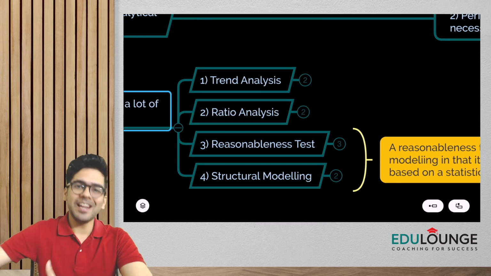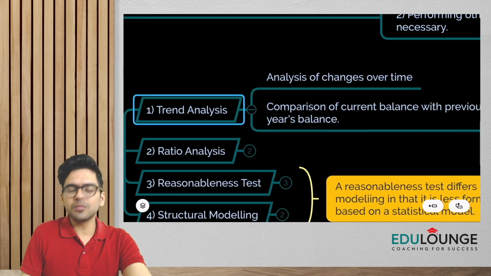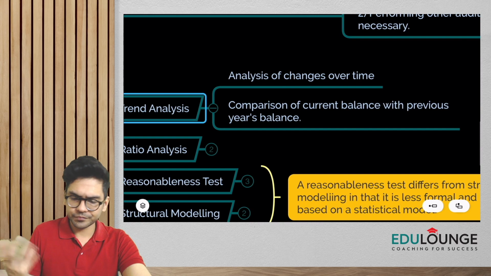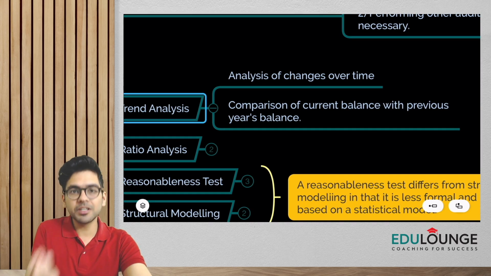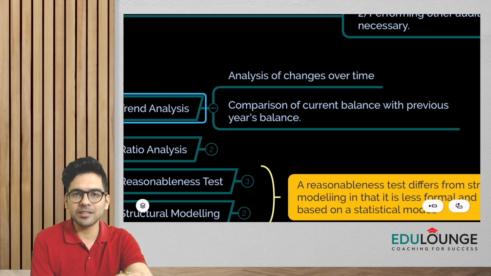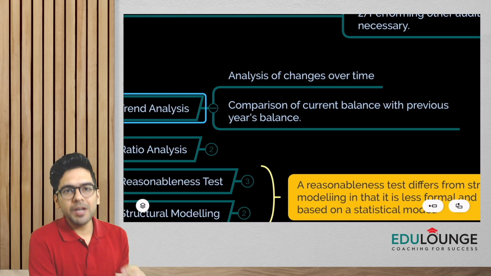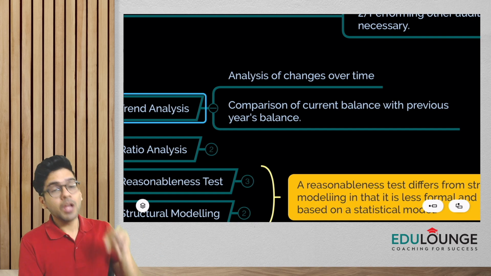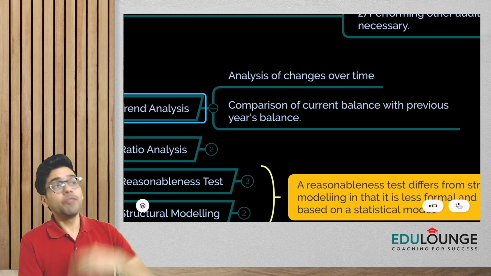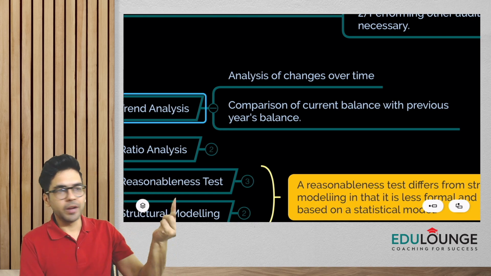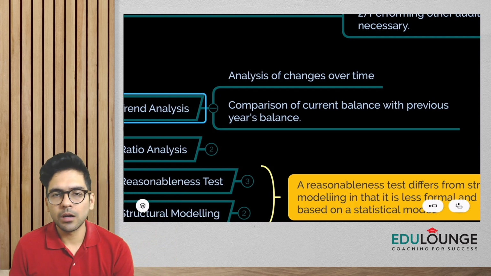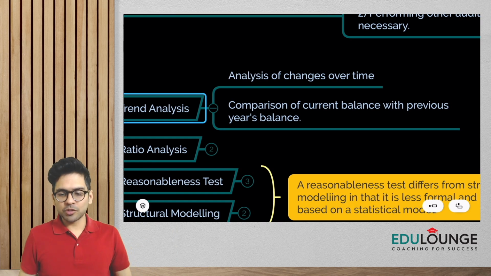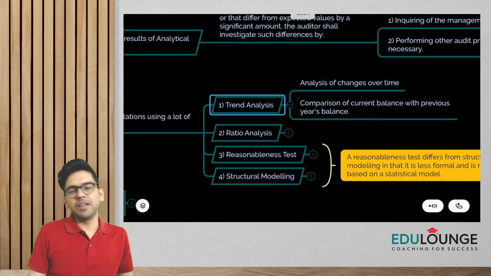So what is trend analysis? Very simple, guys. Trend analysis means analysis of changes over a period of time. Okay, so if I'm comparing advertisement expense of this year to that of the previous year, it's a trend analysis. If I'm comparing a particular expense in the month of March 2024 with the corresponding figure in the month of March 2023, again it's trend analysis. Okay, all right. So comparison of current balance with previous year balances, right?